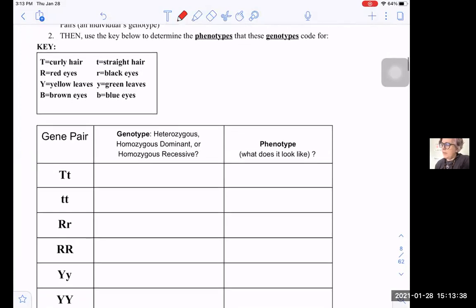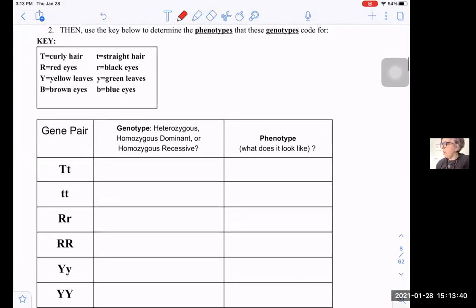So you have a chart here. What you're going to do first is look at the alleles, the genotype that this individual has, and tell me, what word do we use to describe that genotype? So is it big T, little t, is it heterozygous, homozygous dominant, or homozygous recessive? You're going to write that down right here. Then you're going to use this key up here to determine what the phenotype is.